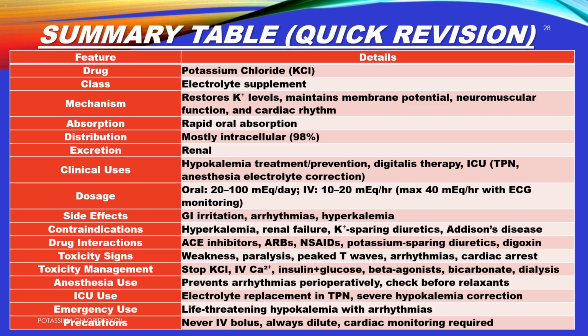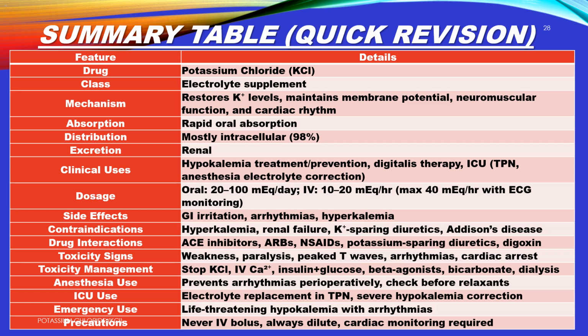Contraindications: hyperkalemia, high potassium levels. Renal failure, kidney dysfunction. Potassium-sparing diuretics, medications that reduce potassium excretion. Addison's disease, adrenal insufficiency. Drug interactions: ACE inhibitors and ARBs, medications for high blood pressure and heart failure. NSAIDs, nonsteroidal anti-inflammatory drugs. Potassium-sparing diuretics. Digoxin, medication for heart failure and arrhythmias.